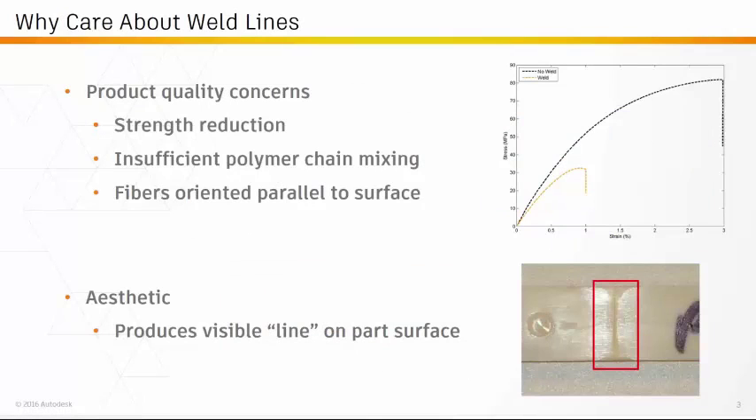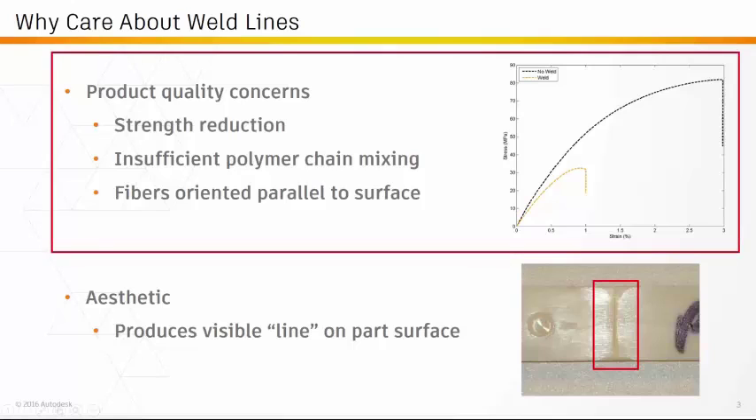The first being product quality concern, such as strength reduction. The second being aesthetics. Weld lines tend to produce visible lines on part surfaces. This discussion will be focused on predicting the strength reduction of a weld line present in a part using a combination of Autodesk Moldflow and Autodesk Helius PFA.